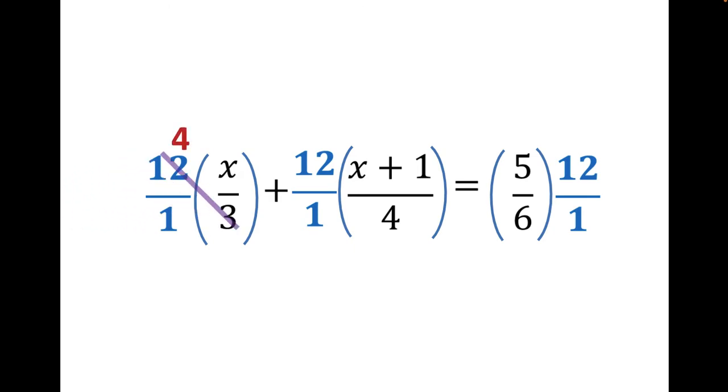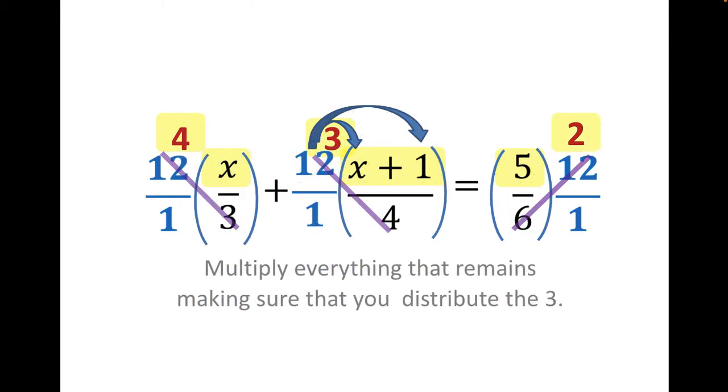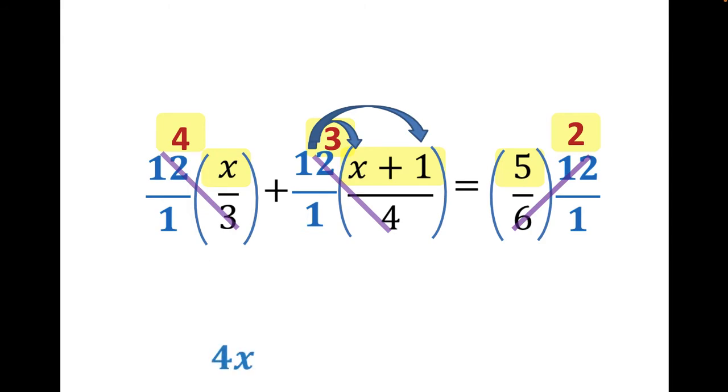So the 12 and 3 cancel, and then the 12 and the 4 also cancel. And here's the 3 that I was talking about that you'll need to distribute. The 6 and the 12 cancel, and we get a 2 in the numerator. So now I just want to make sure that I'm multiplying everything through. And notice that my denominators are all 1. And so I get 4x plus, and remember, you want to distribute that 3 to both the x and also the 1, giving you 3x plus 3. The 5 times a 2 gives you 10. And now you have converted this fractional equation into an equation that has no denominators, and it's much friendlier.